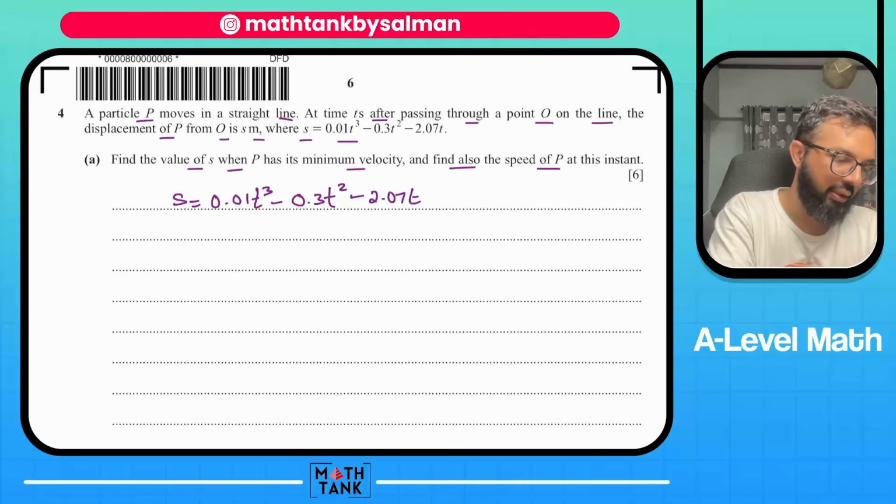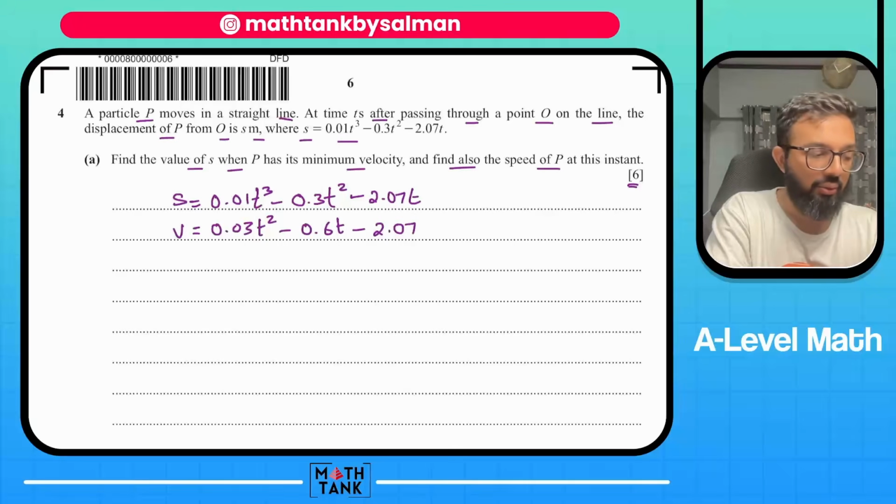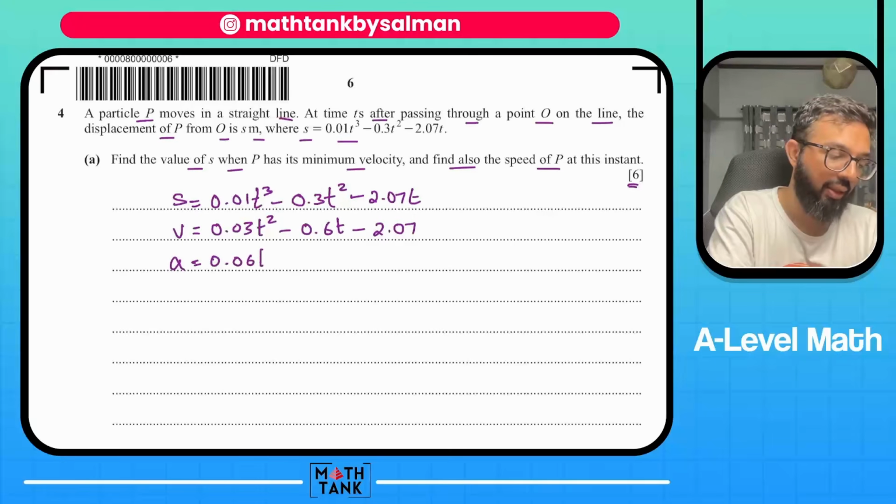Minimum velocity. Okay, that is a 6-mark question. So it's going to take me some while. First, I'm going to differentiate it and say that this becomes 0.03 t squared minus 0.6 t minus 2.07. But I'm not trying to minimize s, so I won't put v equals to 0. I don't want the velocity as 0.